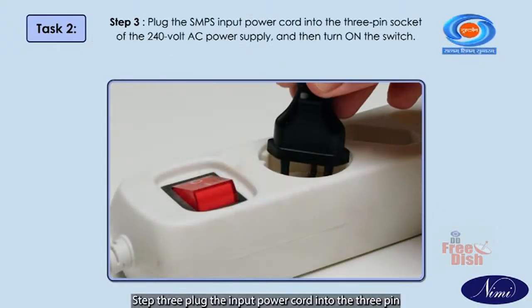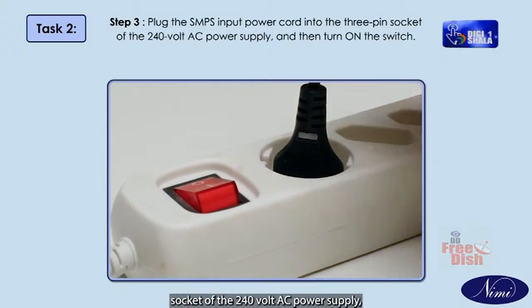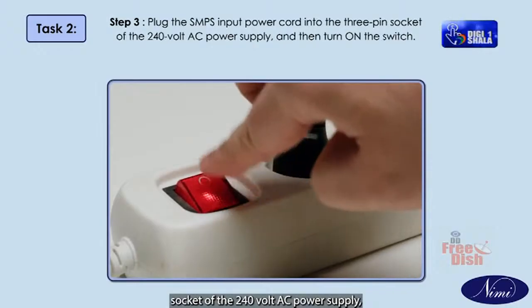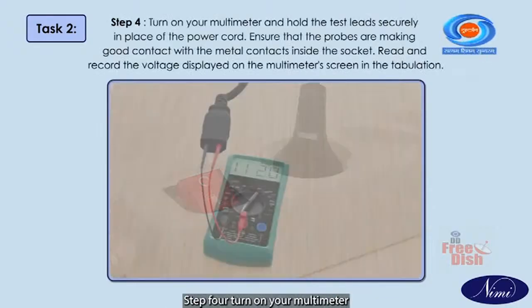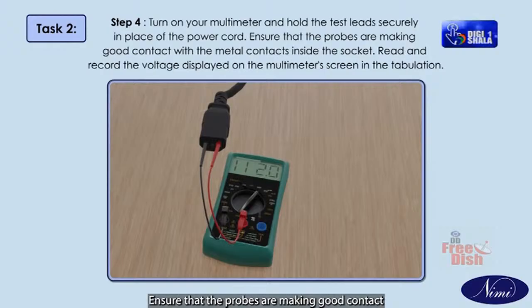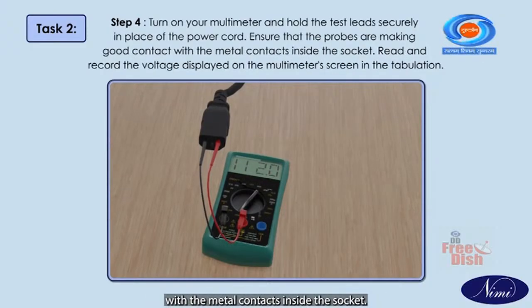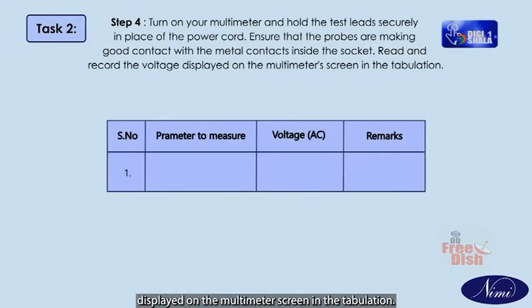Step 3. Plug the SMPS input power cord into the 3-pin socket of the 240 volt AC power supply and then turn on the switch. Step 4. Turn on your multimeter and hold the test leads securely in place of the power cord. Ensure that the probes are making good contact with the metal contacts inside the socket. Read and record the voltage displayed on the multimeter screen in the tabulation.